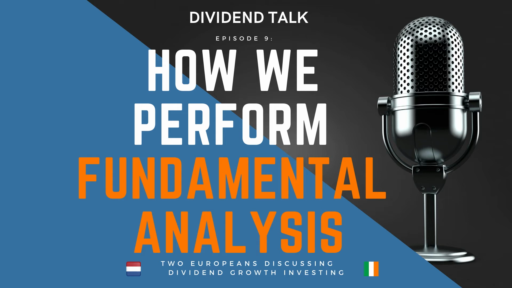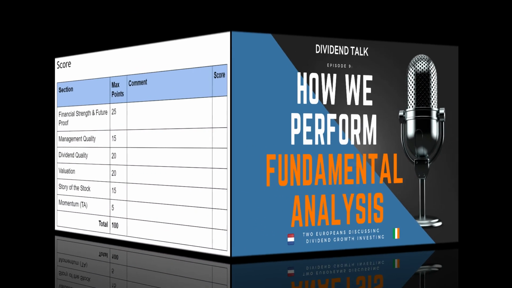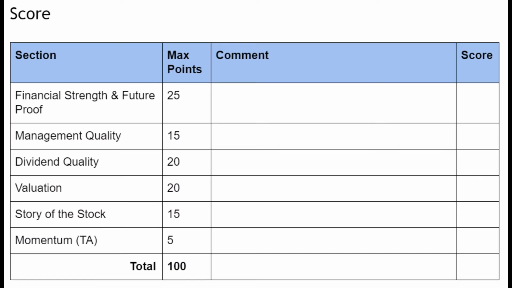Yeah, so I think it's important to say that there are 6 main sections that we look at, and they all have different weightings. You look at the financial strength first, which is obviously the most important section, you would imagine. So that has the highest points available, at 25.